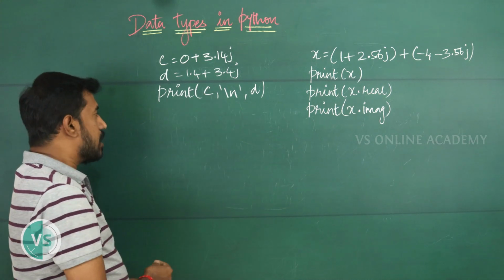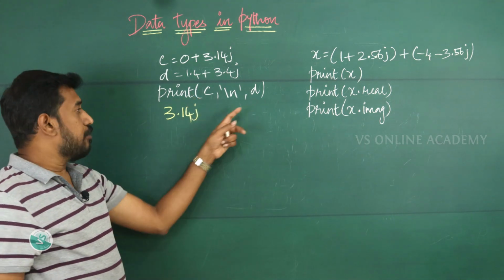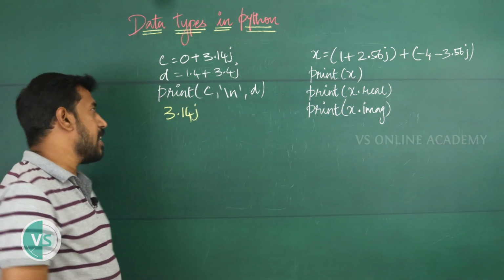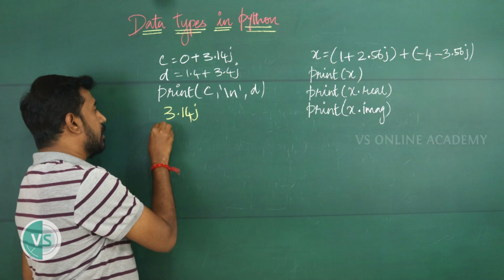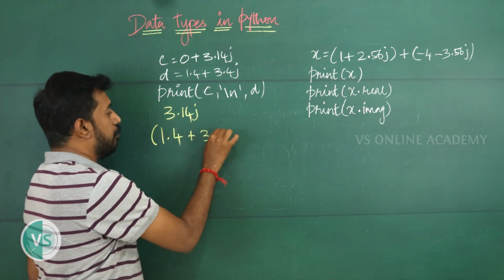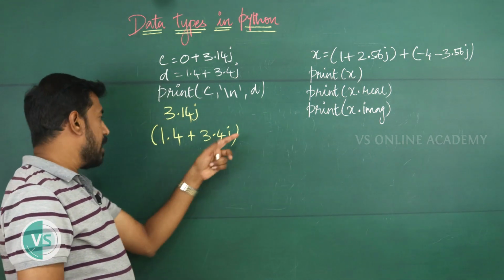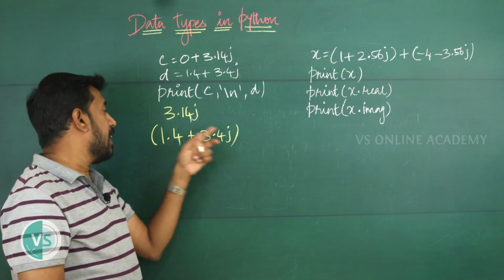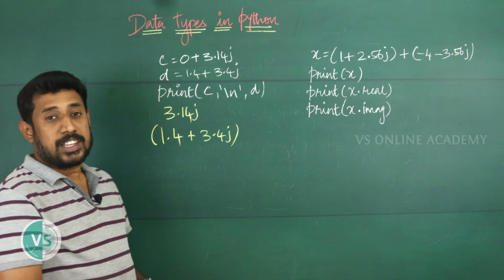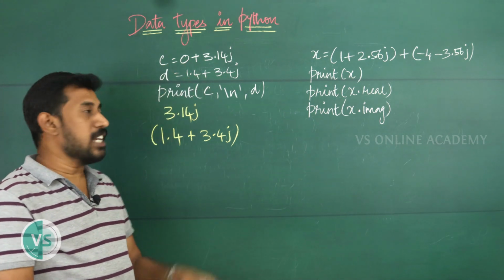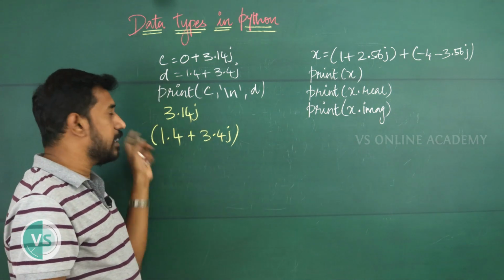If we try to print the value C, it will print just 3.14j. That's all. And if we try to print the value of D, it will print 1.4 plus 3.4j with the parenthesis: (1.4 + 3.4j). Usually the complex numbers will be printed with the parenthesis if the real part has a value. Look here, the value of C, there is no value on the real part, that means 0 in the real part, so the parenthesis hasn't come. So this is the output of this scenario.